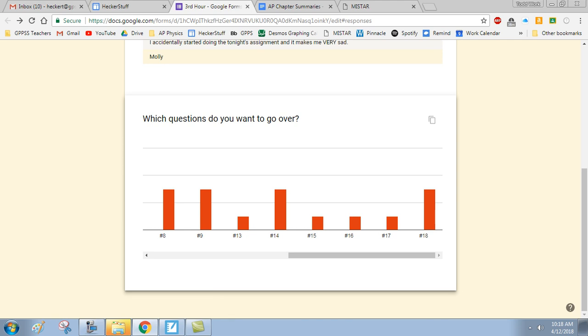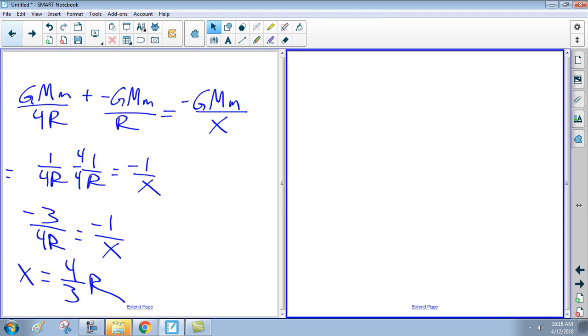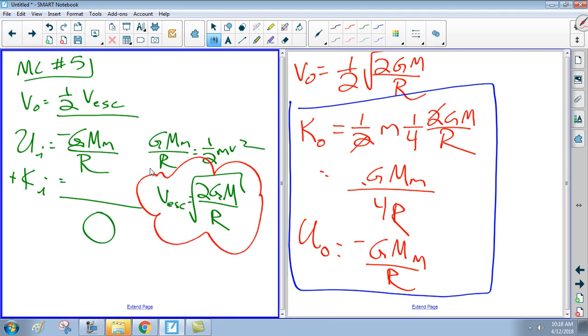All right, so real quick, a couple people asked about number 9. I'm hoping that I have the right answer on there. So, is everybody cool with how I came up with this escape velocity equation? What does the capital M represent? The mass of the Earth or whatever planet you're trying to escape, right?